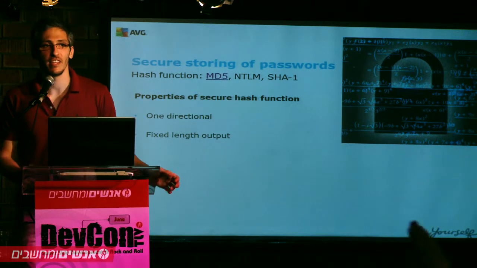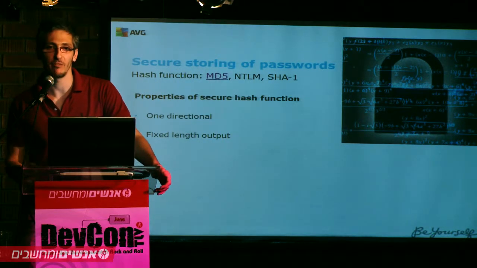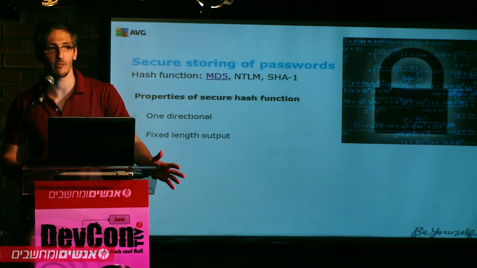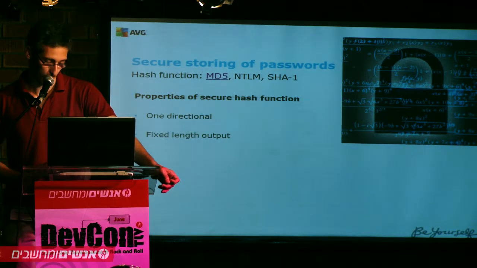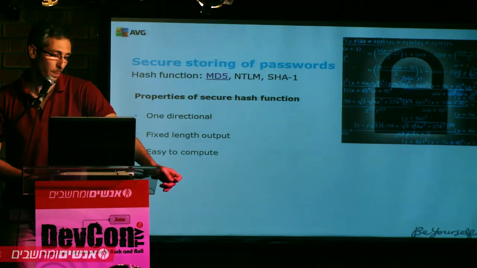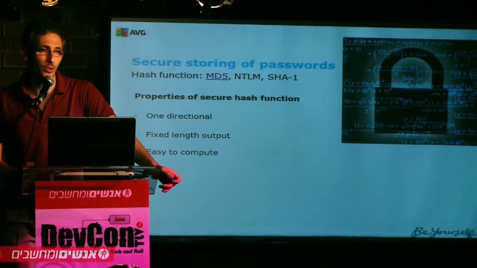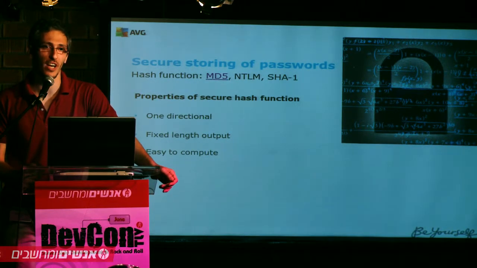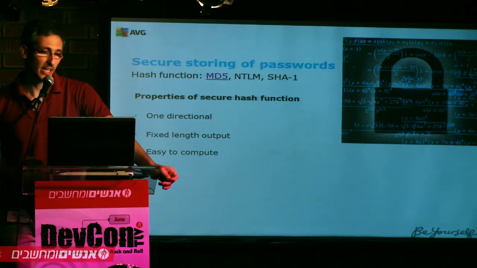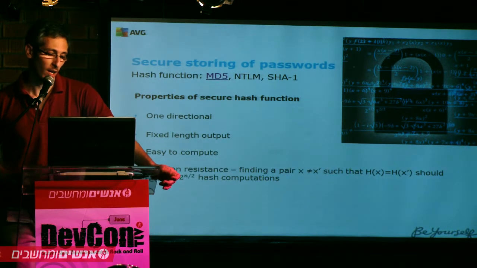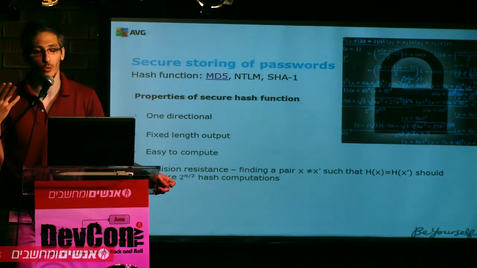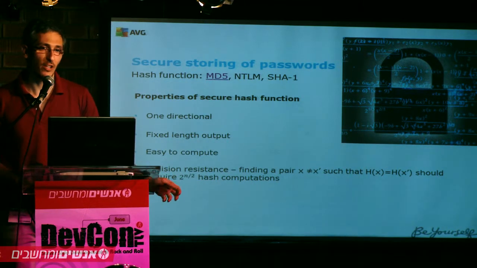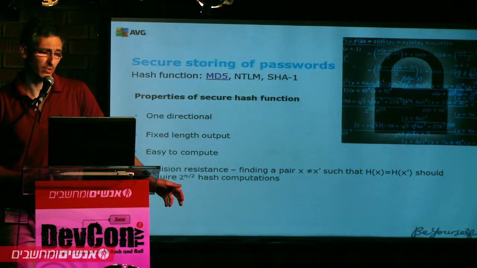The second one is that all hash functions have a fixed output length, meaning that it doesn't matter how long your input is, you're always going to get the same output length. They're easy to compute. It shouldn't take too much time to calculate a hash. There's also collision resistance, meaning that it would be really hard to find two values which will hash into the same hash value.